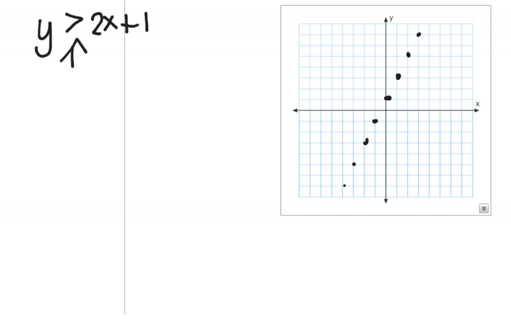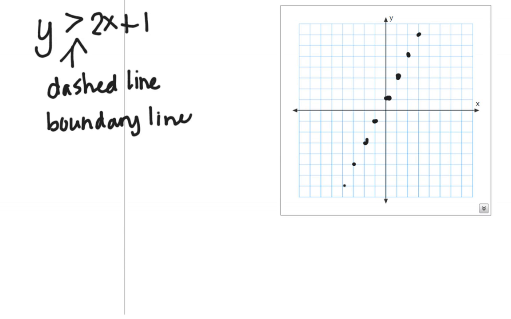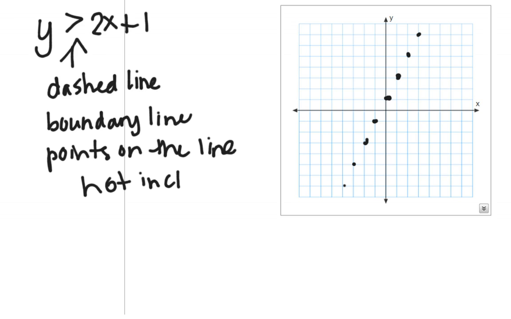Because this is a strict inequality, we draw in a dashed line. And the reason we do that is because it is a boundary line and we do not include the points on the line in the solution. So again, our points on the line are not included in the solution. They will not make the inequality true. So we'll draw in a dashed line.